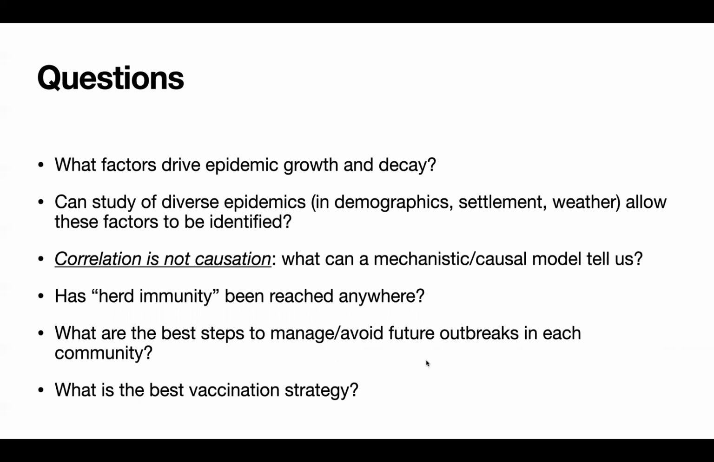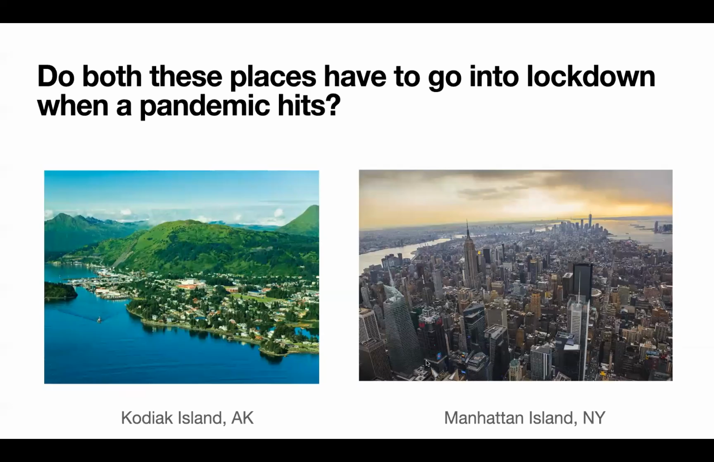To put in very simple terms, the first thing that I started wondering about was, these are two different islands, Kodiak Island in Alaska and Manhattan Island in New York. Do both of these places have to go into lockdown when the pandemic hits? That's one way of asking the questions that I was asking in much more detail: do we have community-specific recommendations for our policies?